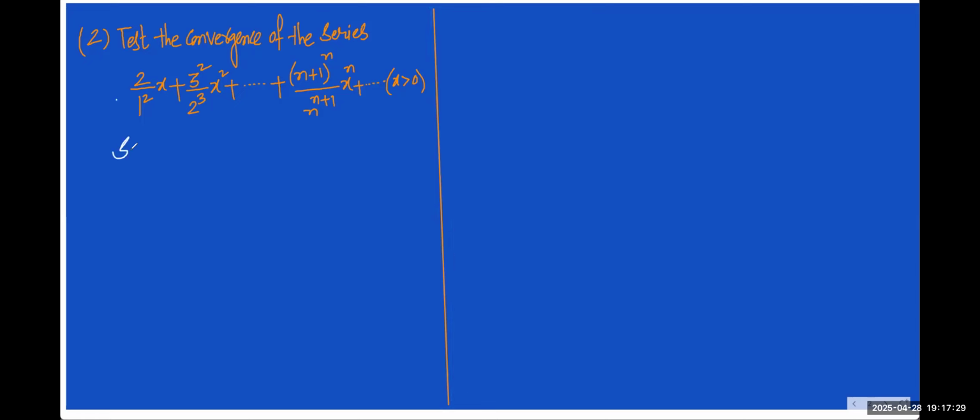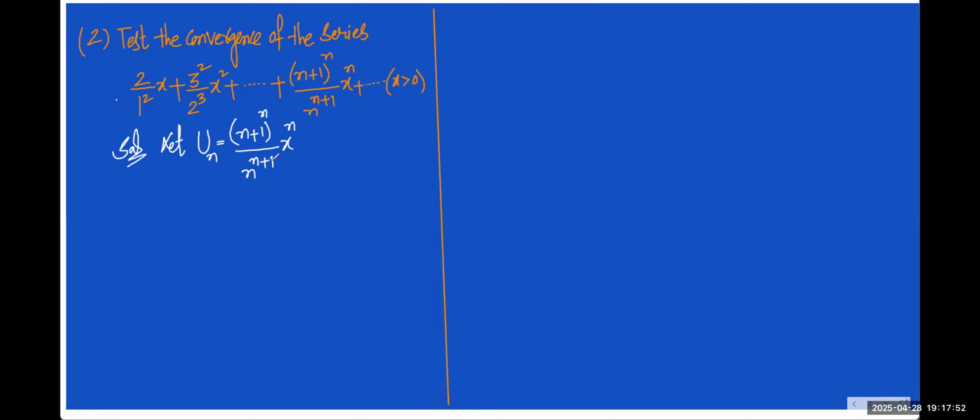Solution. Let us assume that un is equal to (n plus 1) whole to the power of n divided by n to the power of n plus 1, x to the power of n.